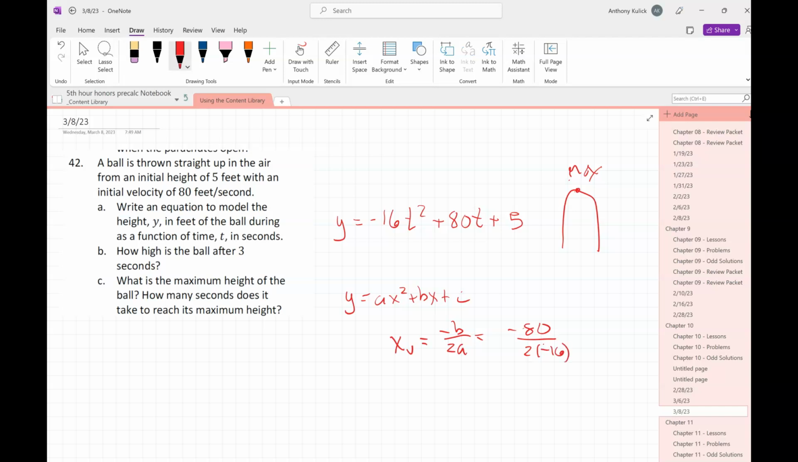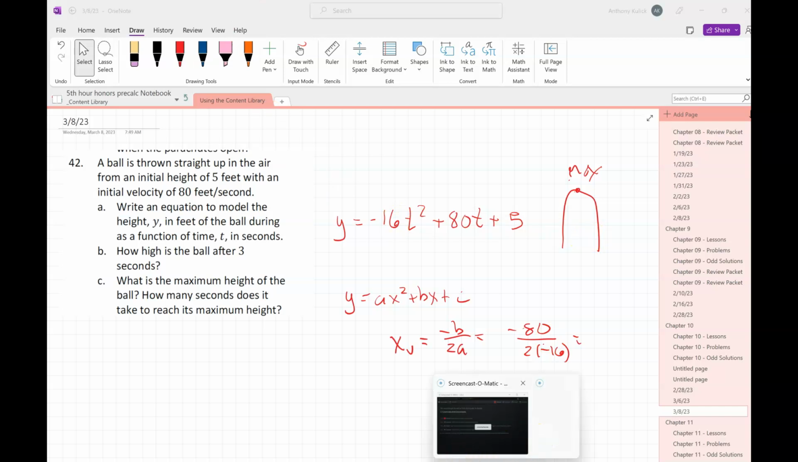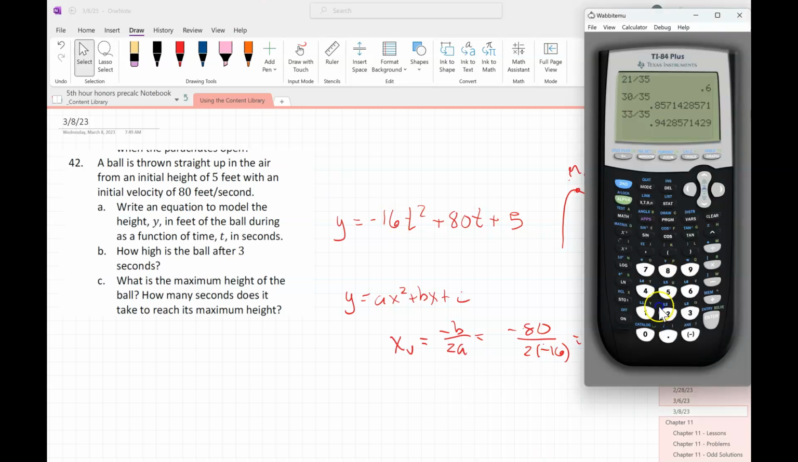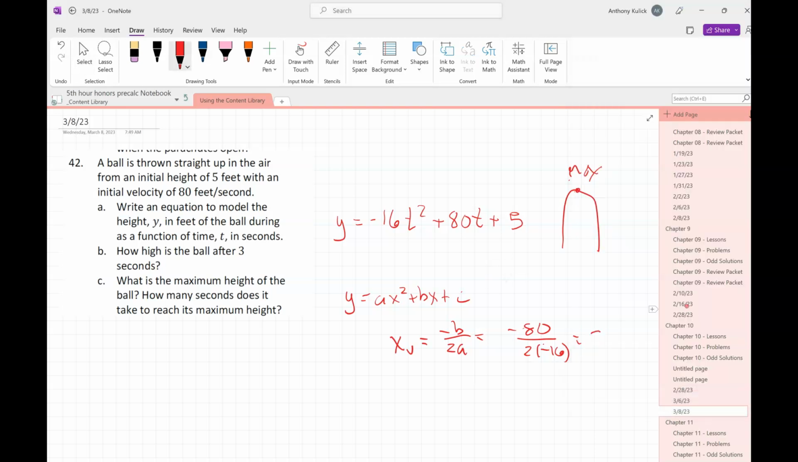So I'll do that. That comes out to be some decimal. So 80 divided by 32. I probably could have done that in my head: 2.5. And then if I want the height, I'm just plugging 2.5 in for t to actually get that height.